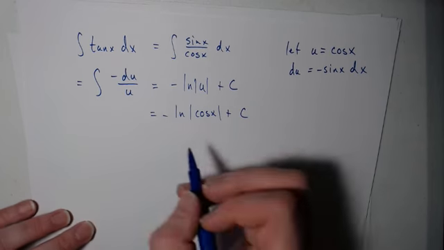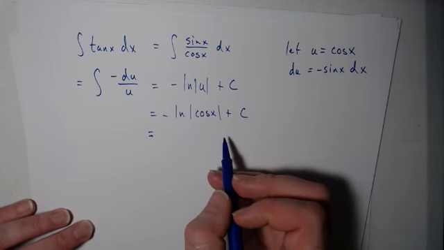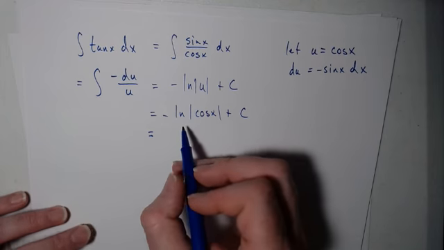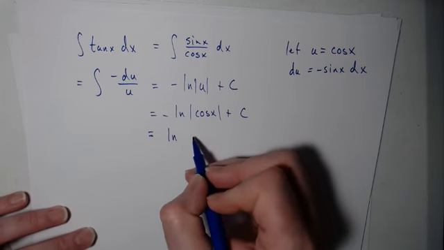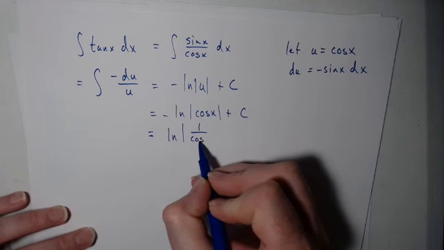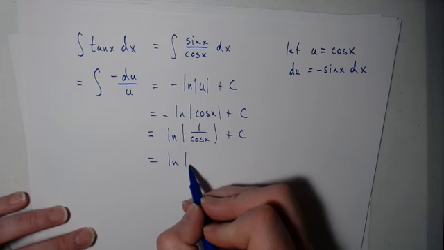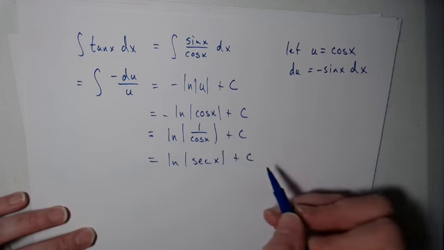We can rewrite that. Remember, tangent and secant play well together. There's nothing wrong with leaving the answer in this form, but just because tangent and secant play well together, it might be nice to remember that if I use my natural log property, I can write this as the natural log of 1 over cosine x plus c, which is the natural log of secant x plus c.